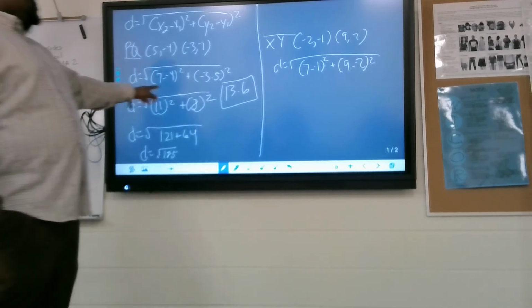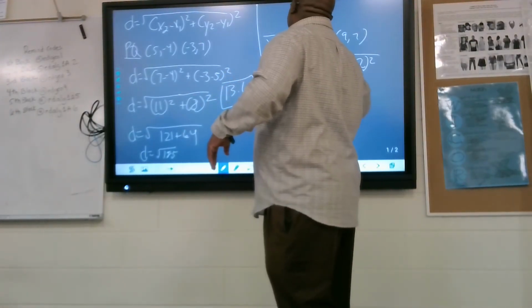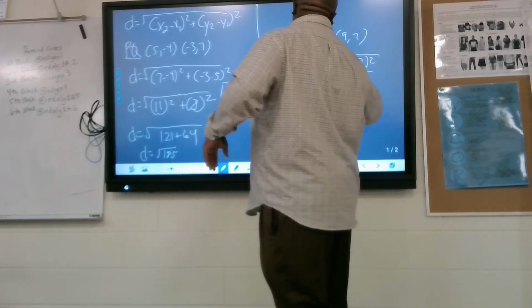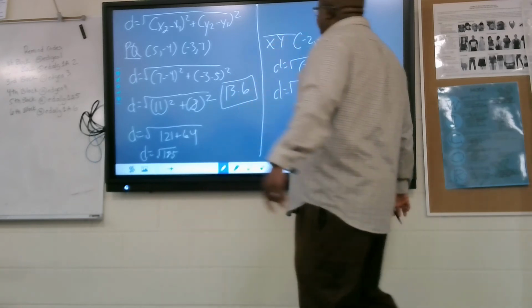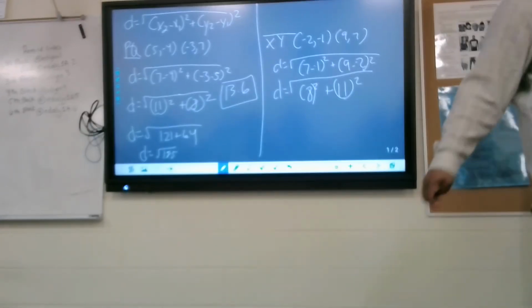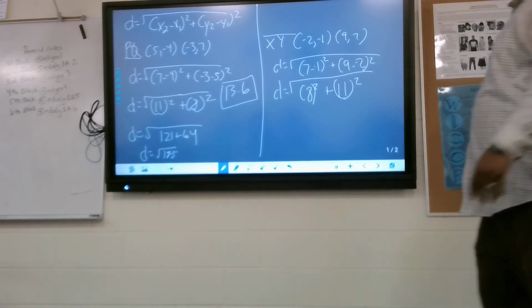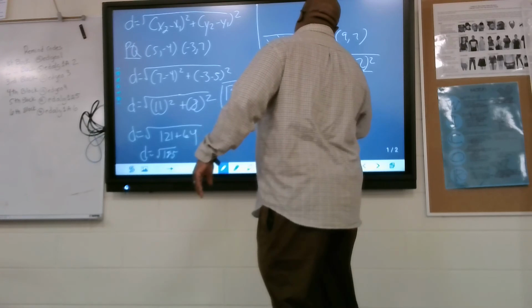Now, let's keep on with this one. You end up with the square root of 8 squared plus 11 squared, right? Do we have to keep going? No. Why don't we have to keep going? It's going to be the same thing, 13.6.